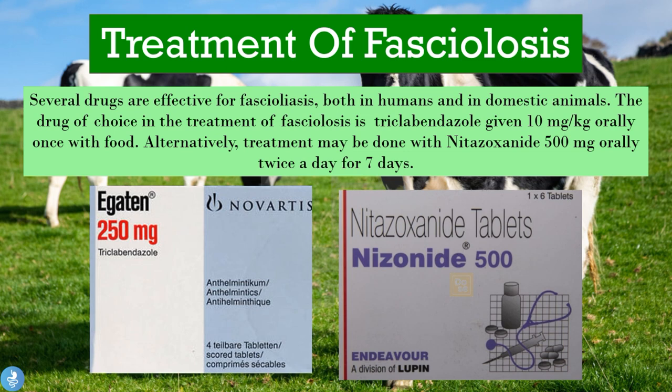And finally, let's talk about the treatment of fasciolosis. So several drugs are effective for fasciolosis, both in humans and in domestic animals. The drug of choice in the treatment of fasciolosis in humans is triclabendazole, which is given 10 milligrams per kg of the person orally once with food. Alternatively, treatment may be done with nitazoxanide, 500 milligrams orally, given twice a day for 7 days.